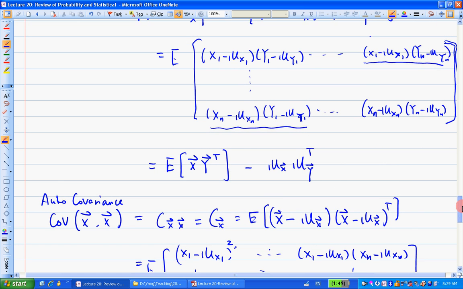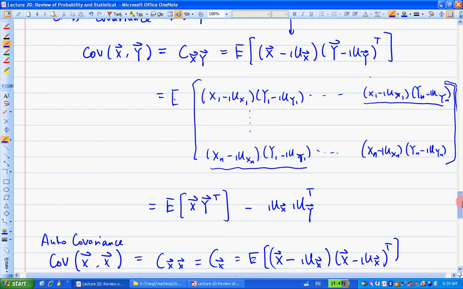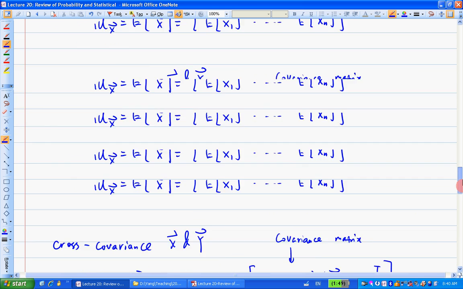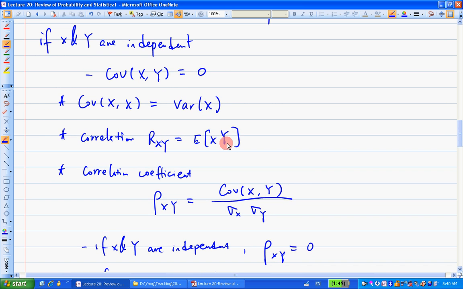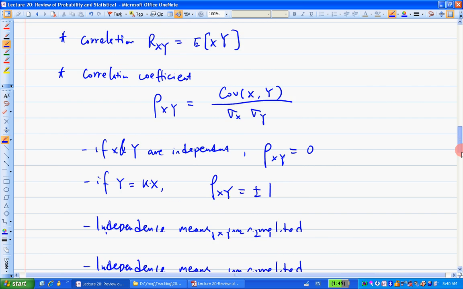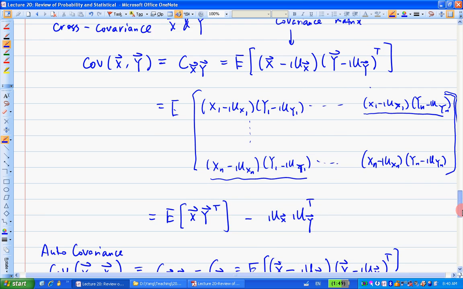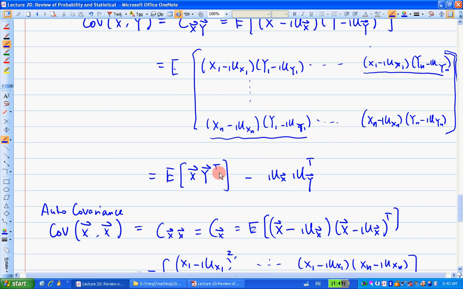A couple more concepts here. Look at this one here. Now remember, what did we define here? We call that what? Correlation, right? So I can define the same thing if it's a vector. I can define this as our correlation here, right?